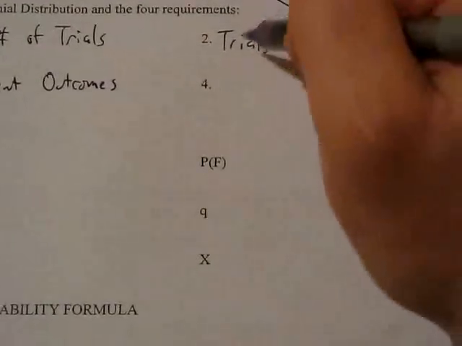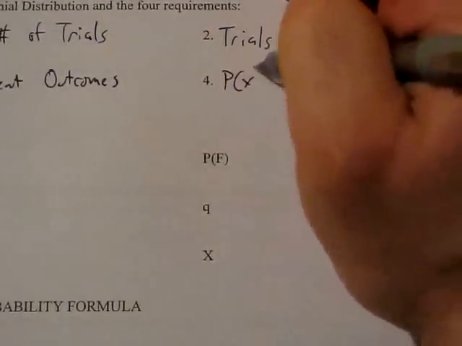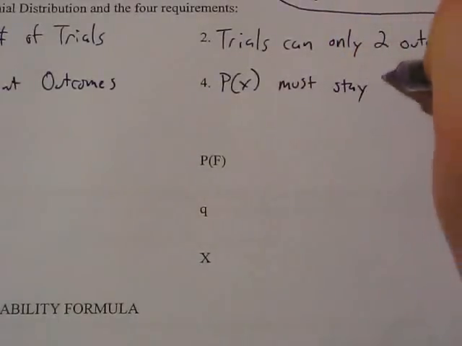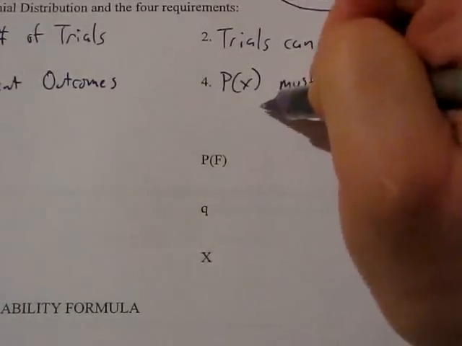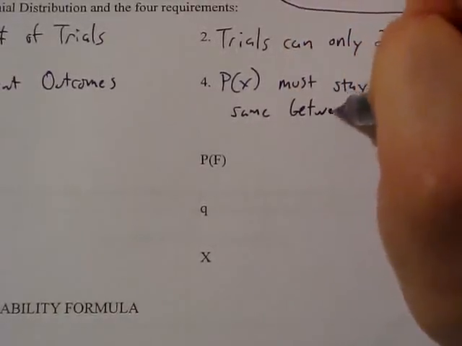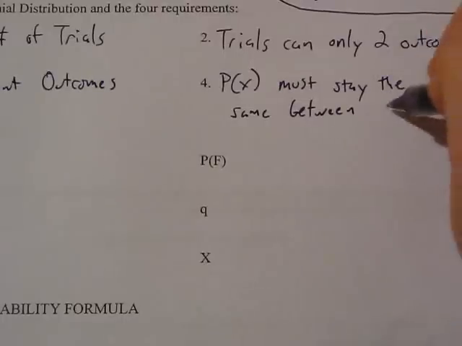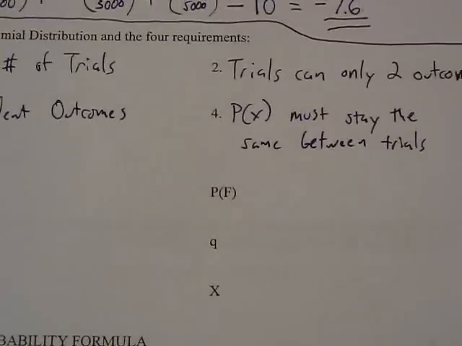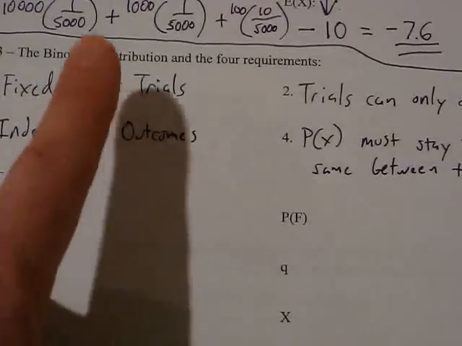And finally, the probability must stay the same between trials. We can't change probability between trials. So if we're picking the odds of something to happen, we can't change those odds in between 2 of the different trials.